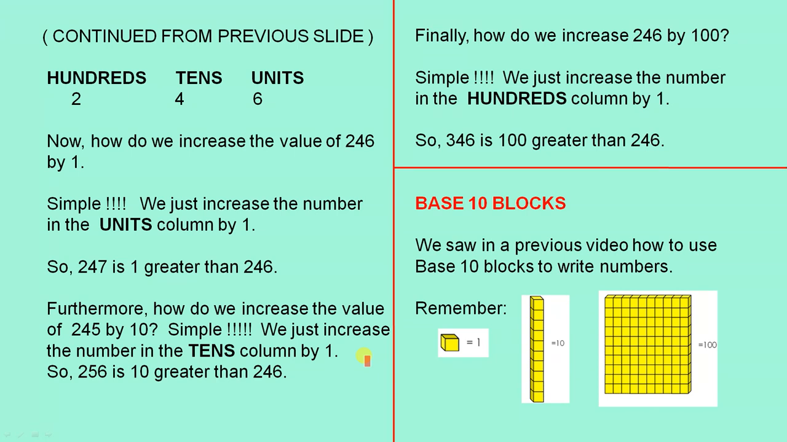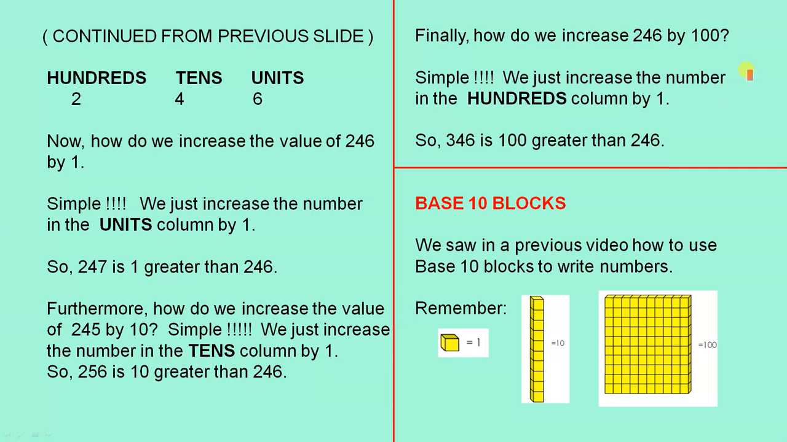Furthermore, how do we increase the value of 246 by 10? Simple. We just increase the number in the tens column by 1. So make this number a 5. So 256 is 10 greater than 246.